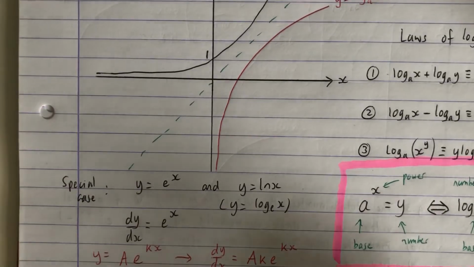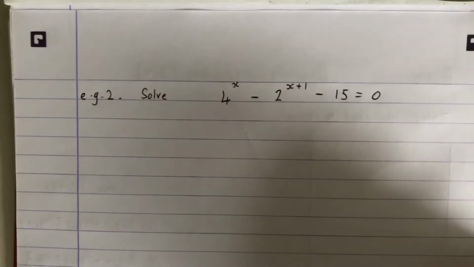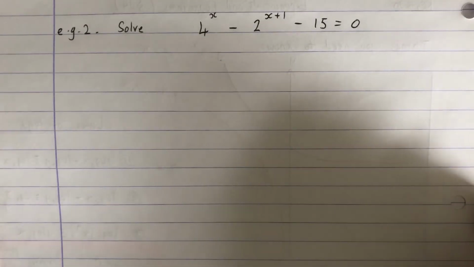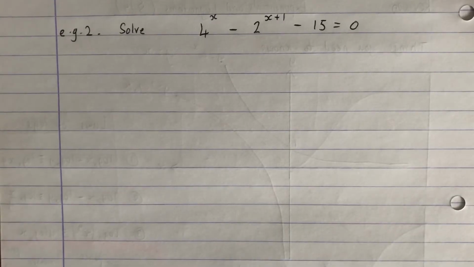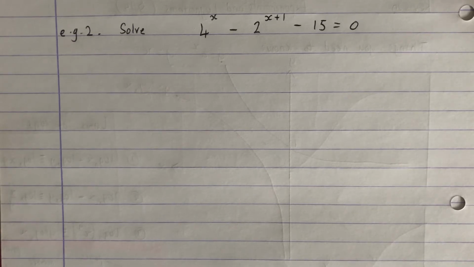Okay, let's see what else they could ask you. So we've got: solve 4 to the x, subtract 2 to the power of x plus 1, subtract 15 is equal to 0. And some of you, without me giving any hints, would struggle with this one. But there is a way to show that, or you can write both of these exponentials to the same base, because currently the base is 4 and the other one is 2.